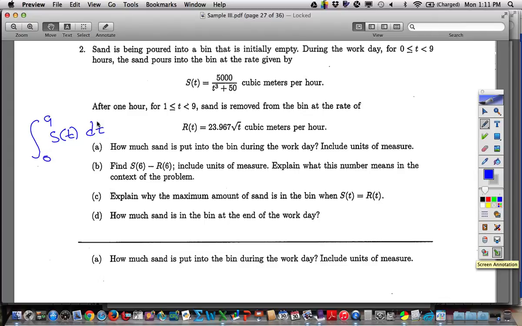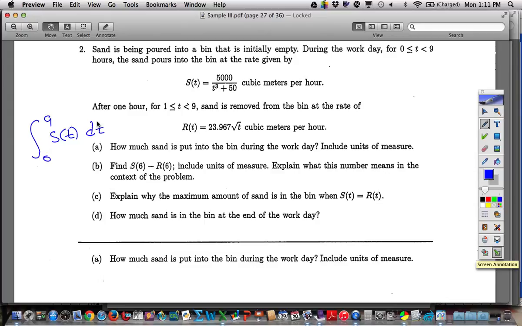Are those two the same? Unless it starts empty, which actually this one does. So since the tank starts empty, how much goes in is the same as how much is there. That is until they start draining it out. That's true. But yeah, okay.